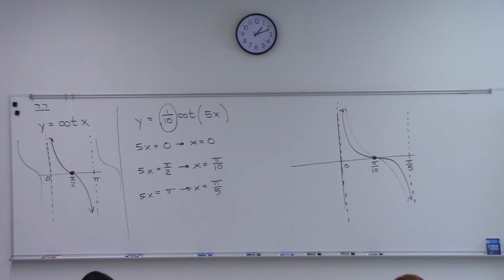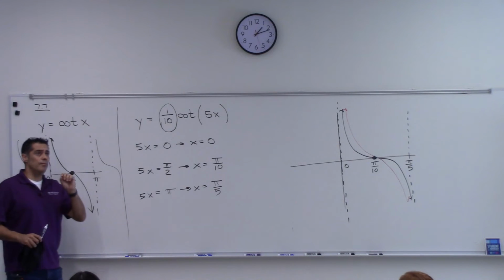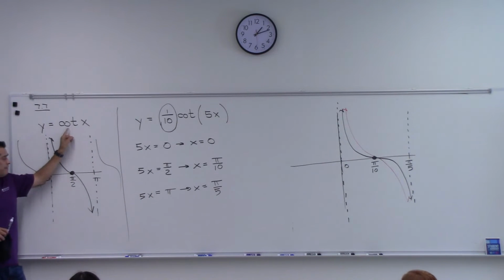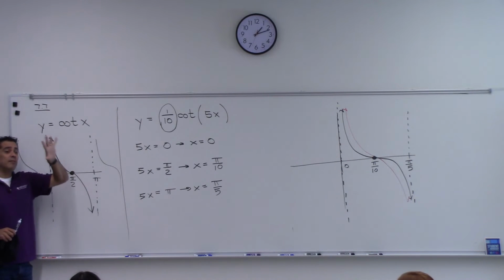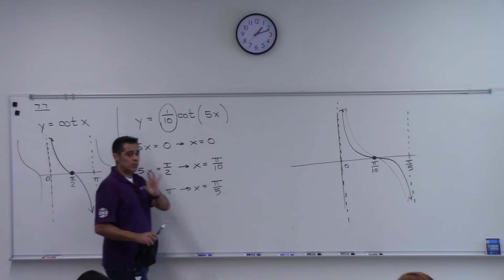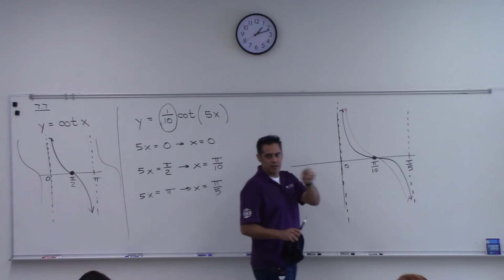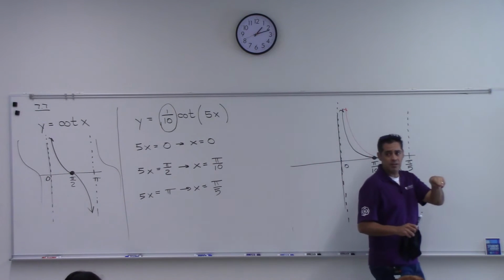Yes? Why did you pick those 3 points? Would they not have been regular 5? Anytime you're doing a cotangent function, those are the 3 important points. So when it's sine and cosine, we have the 5 points, right? But when it's tangent and cotangent, we only do 3 points, and they're different for tangent than they are for cotangent. Yeah?